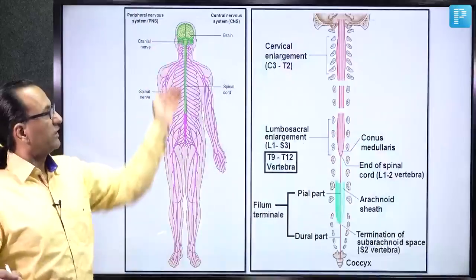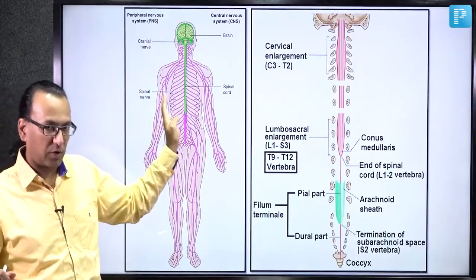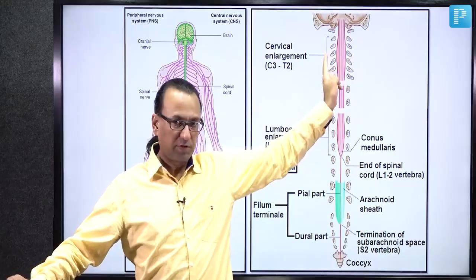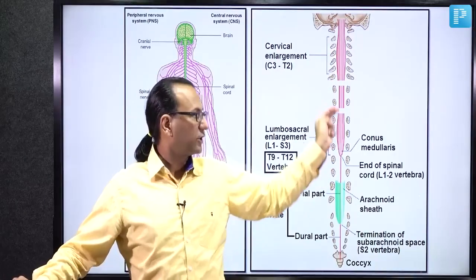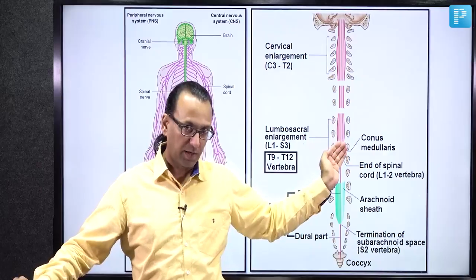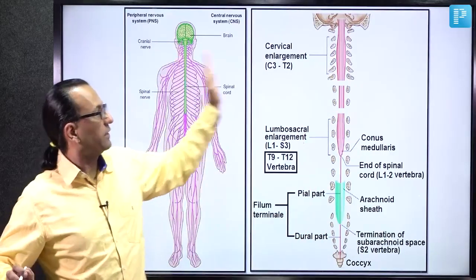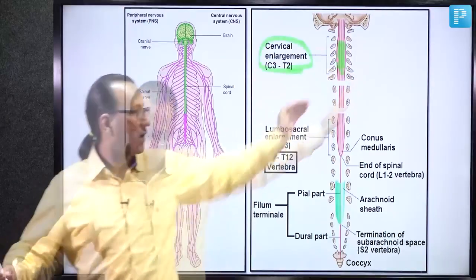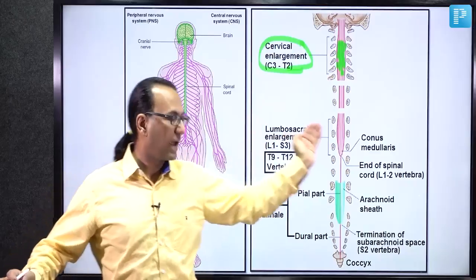In the spinal cord, we see there are two enlargements. One is the cervical enlargement, one is the lumbosacral enlargement. The cervical enlargement has neuron bodies which contribute to the brachial plexus supplying the upper limb, and the lumbosacral enlargement has neuron bodies to supply lumbosacral nerves to the lower limb. The root value of the cervical enlargement is C3 to thoracic 2, and the lumbosacral enlargement is lumbar 1 to S3.